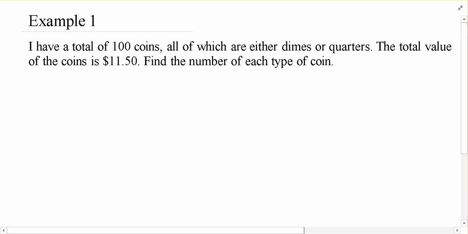Now, a lot of times in these word problems, the first thing that you're going to be doing is defining what your variables are. And this is really, really important to define what your variables are. So we're going to define them in words.